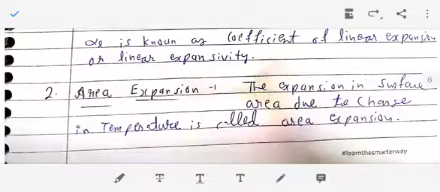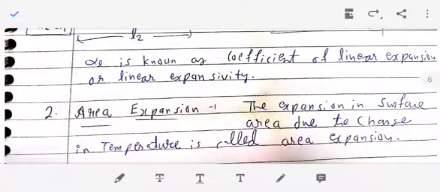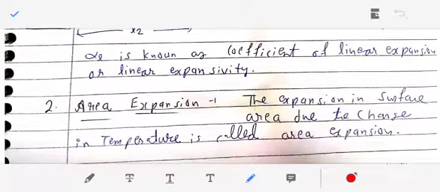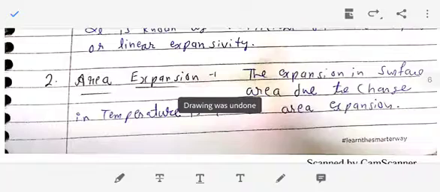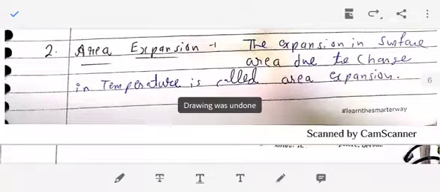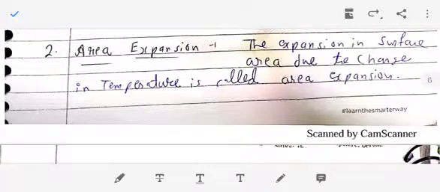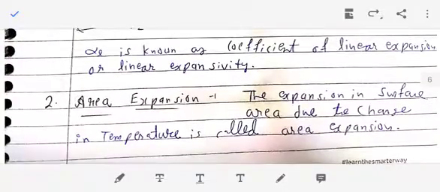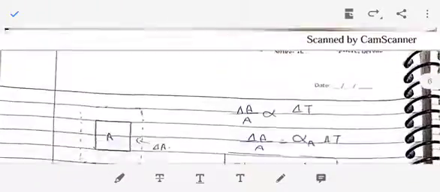The second one is area expansion. It is similar to that. The expansion in surface area due to change in temperature is called area expansion. Which area? Surface area. When we increase the temperature of a body, its surface area increases, and then it is called area expansion.